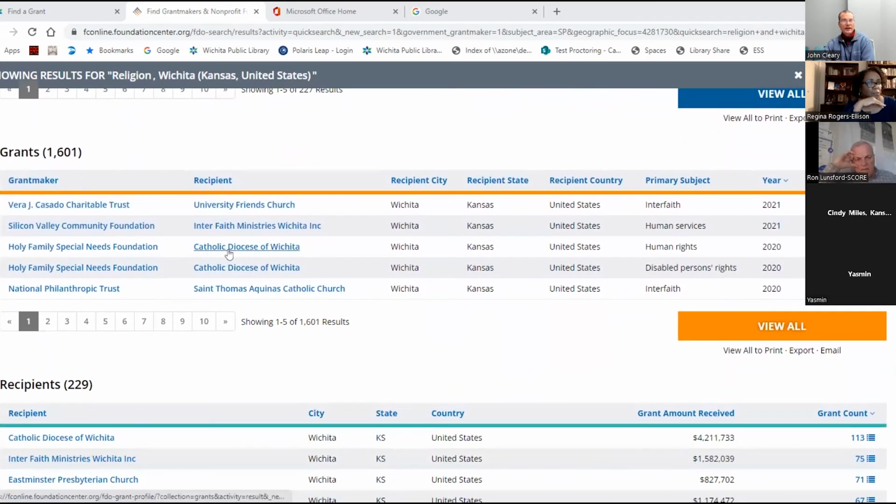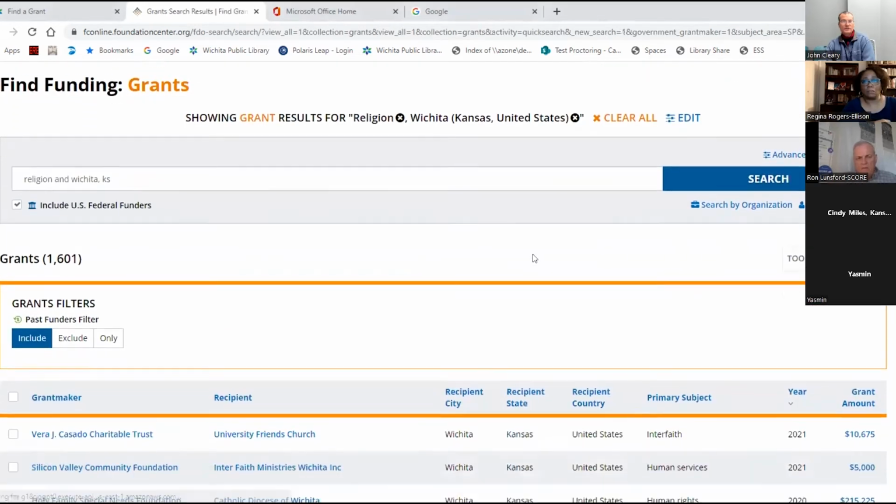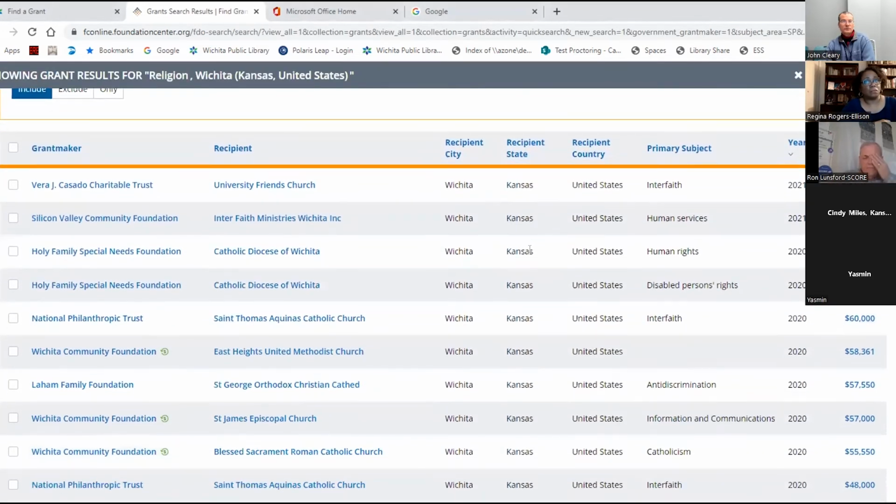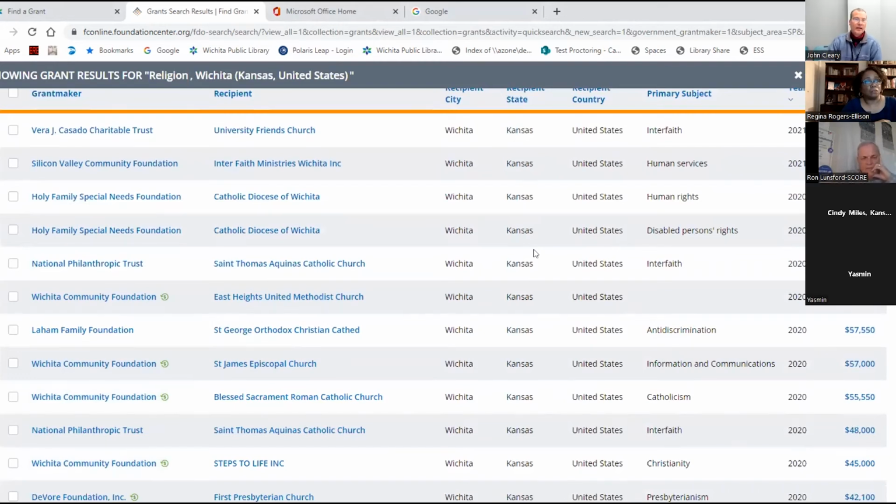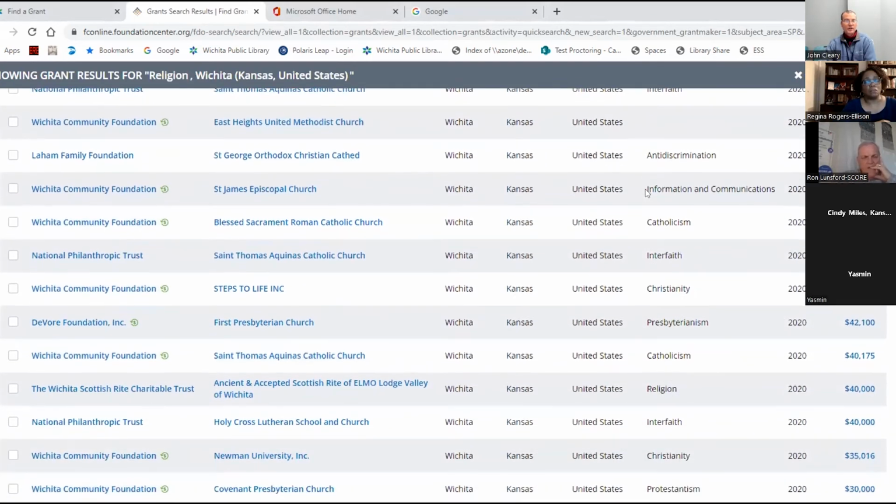Here's a list of the grants and the recipients, and it tells you how many grants they've given over here on the right side. So grants to University Friends Church, Interfaith Ministries, the Catholic Diocese of Wichita, and then specific churches like St. Thomas Aquinas Church. If you click on the view all, it will take you to a list of all of those grants that were given. And they'll start by the total number of grants given. But you can see many grants in the tens of thousands and even hundreds of thousands. So lots of different grants.